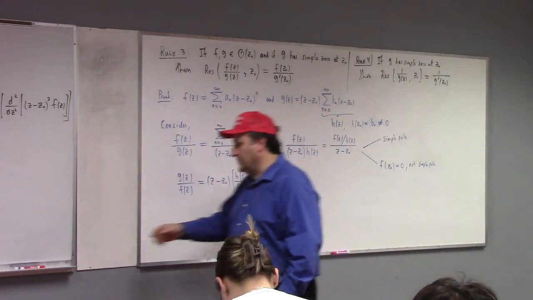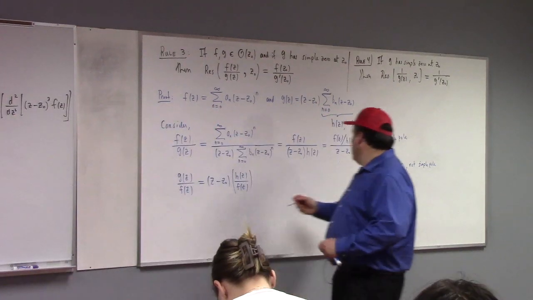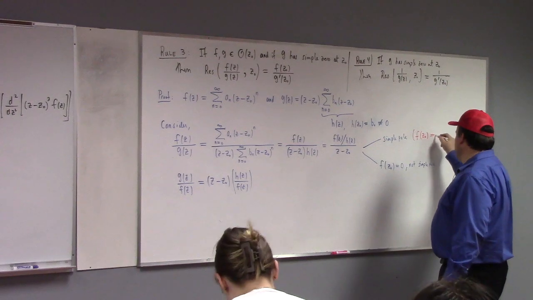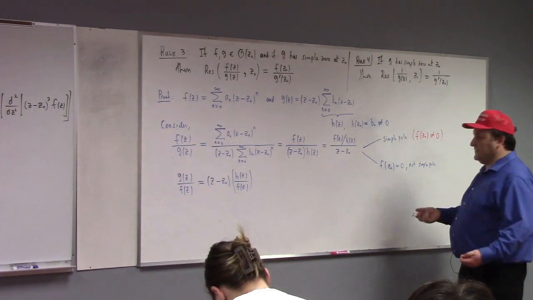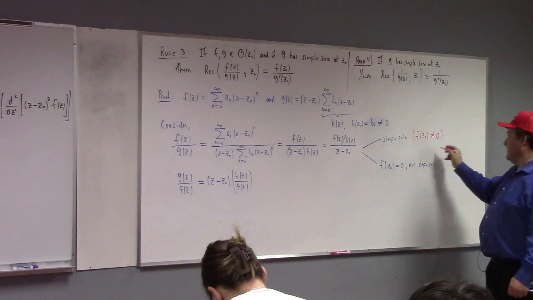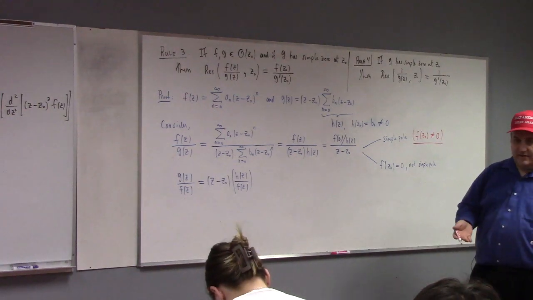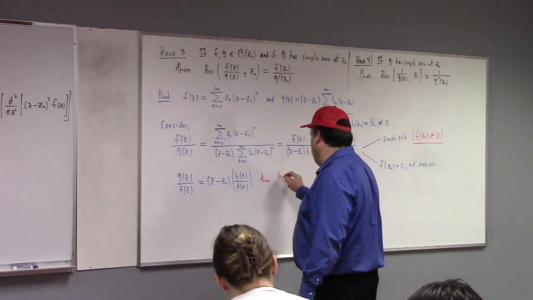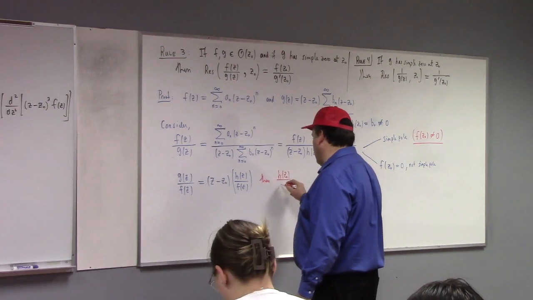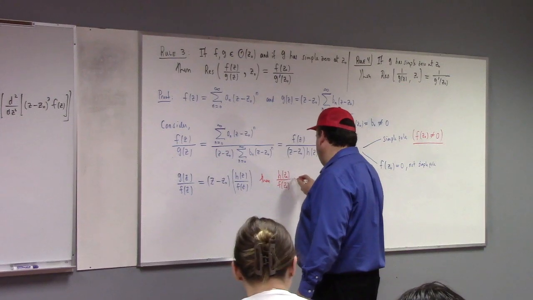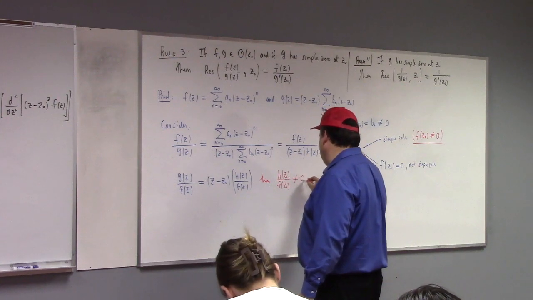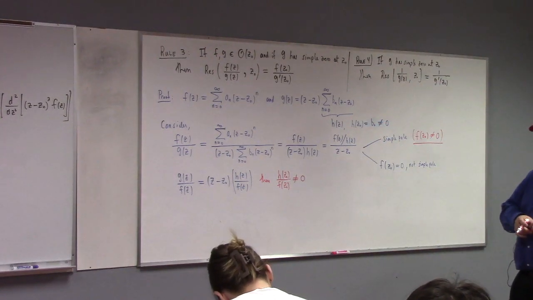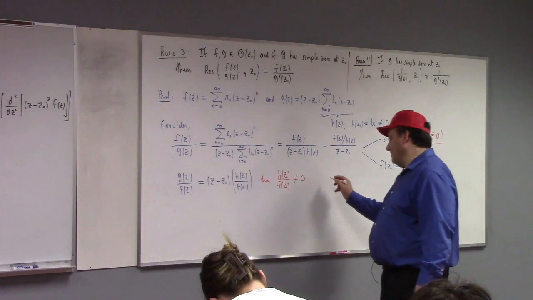Now, we need to break into two cases to complete the argument. Either f of z naught is equal to 0 or it's not equal to 0. So let's suppose f of z naught is not equal to 0, right? Then h of z naught divided by f of z naught is what? It's not equal to 0, which tells me what?